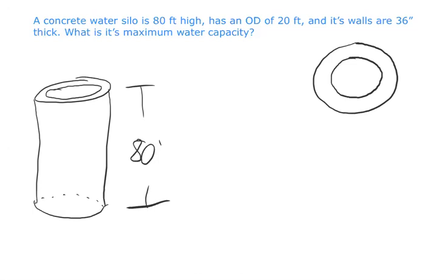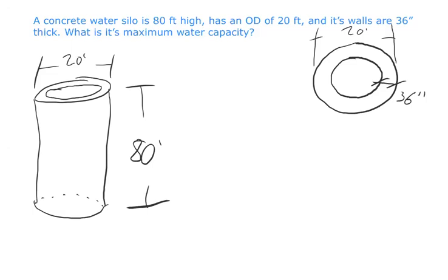So I'm looking at 80. I've got 36 inches thick, and I've got an outside diameter of 20 feet. Outside diameter of 20 feet. Or I could go like this as well. 20 feet. Okay, same thing. Now you can see I'm looking down on that cylinder.